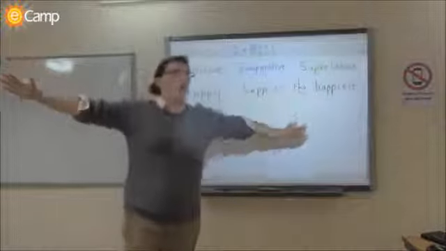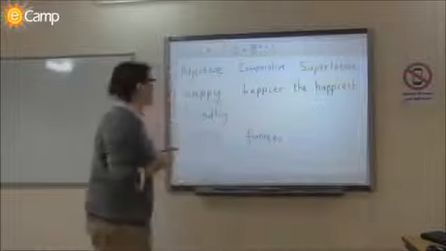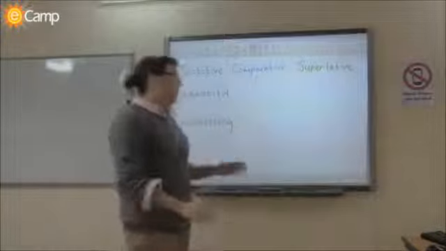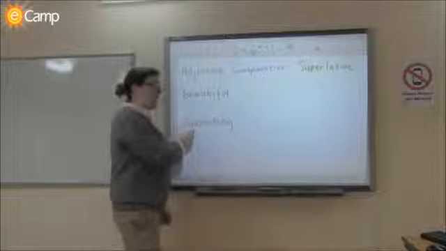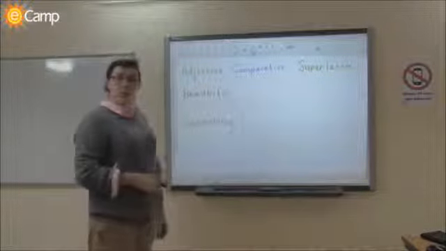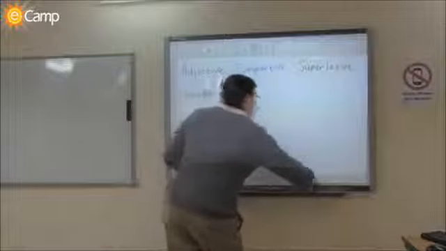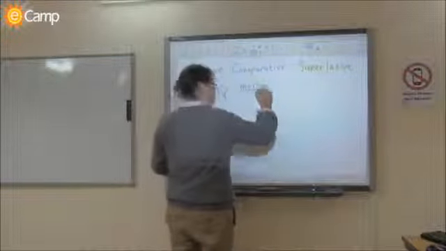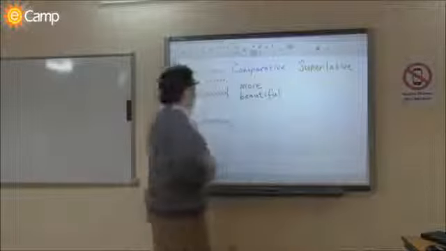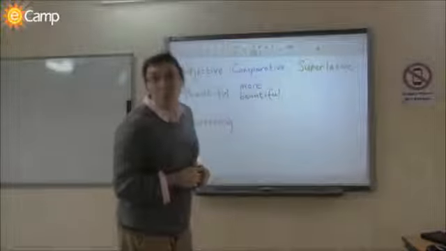But what about big, long adjectives? For example, beautiful. Beautiful has many syllables. Can I say beautifuler? No, it sounds very strange. Can I say interestinger? No. So how do I make a comparative sentence? Who is more beautiful? I think I am more beautiful than Michael.